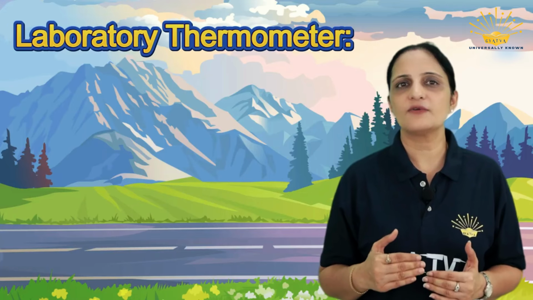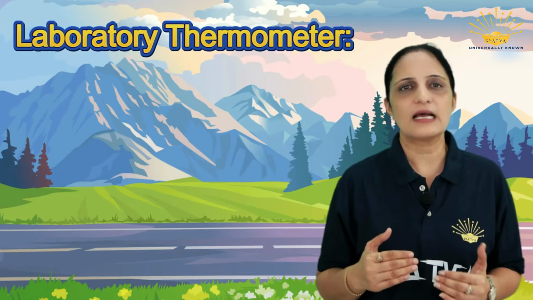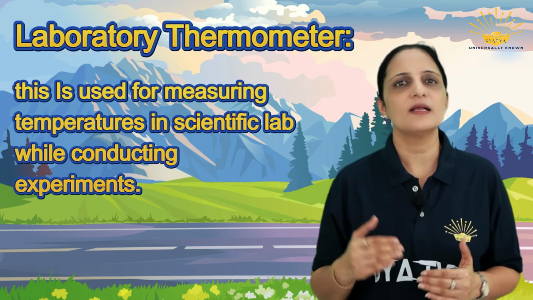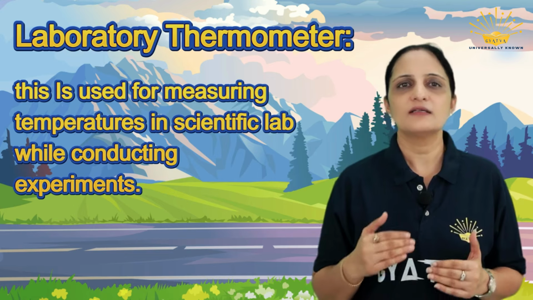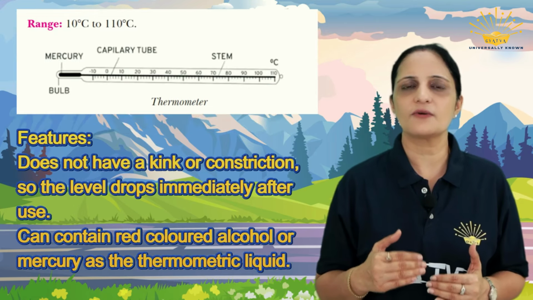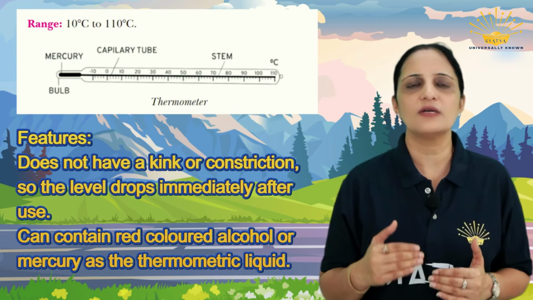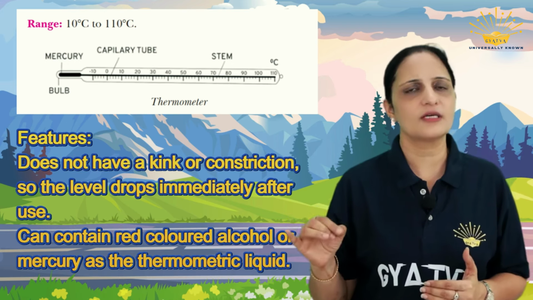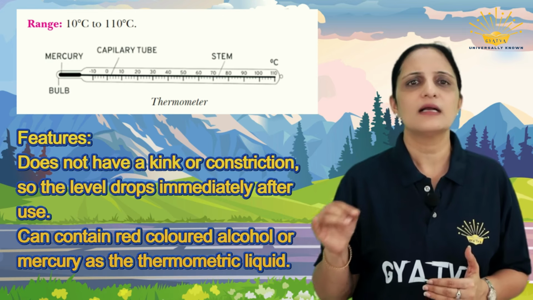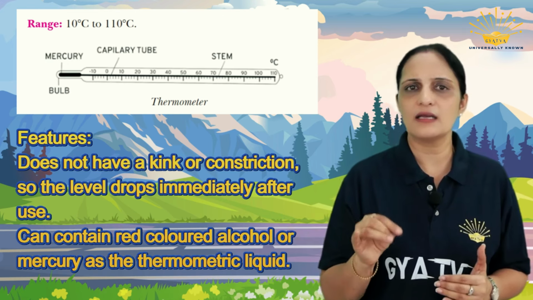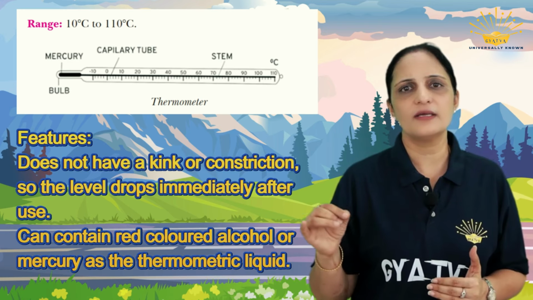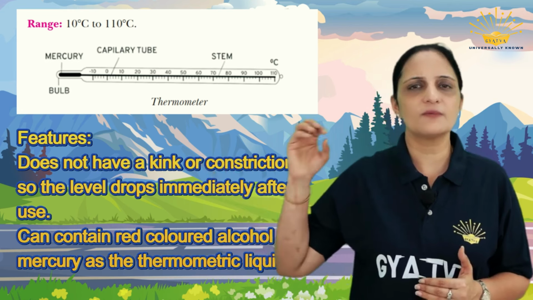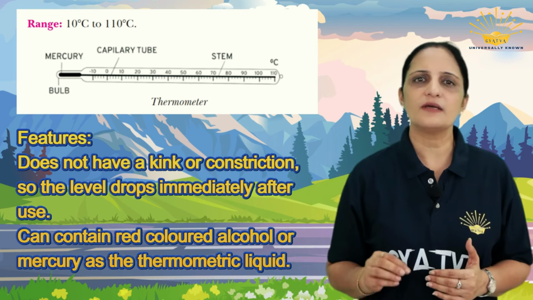Now the next thermometer we have is the laboratory thermometer. As the name suggests, this is used for measuring temperatures in the scientific lab while conducting experiments. The range of this laboratory thermometer is from 10 degrees Celsius to 110 degrees Celsius. The construction, or how the laboratory thermometer looks, is shown in the figure. Again, you have a bulb at its interior end, filled with mercury, a capillary tube, and a stem going inside the middle part of the laboratory thermometer, which is also the capillary tube.